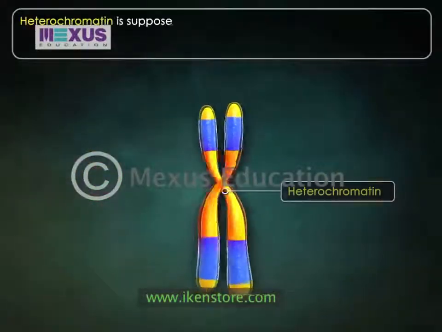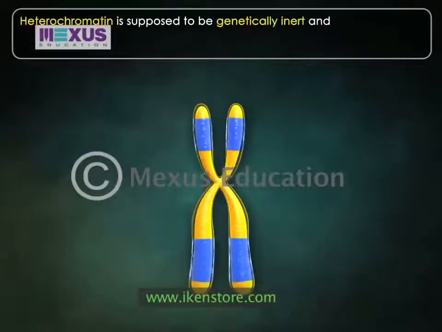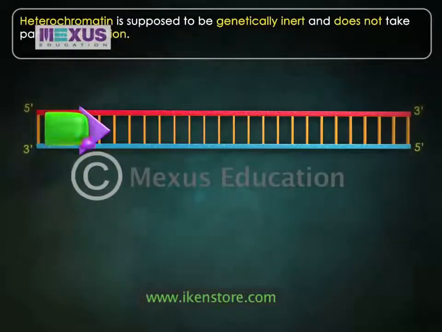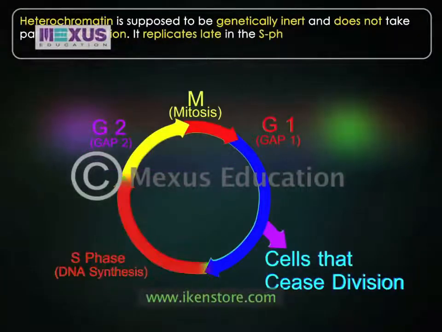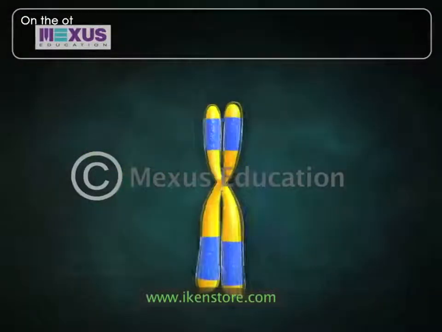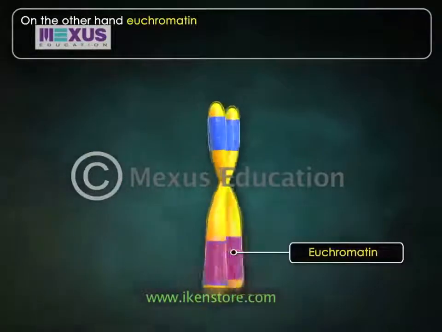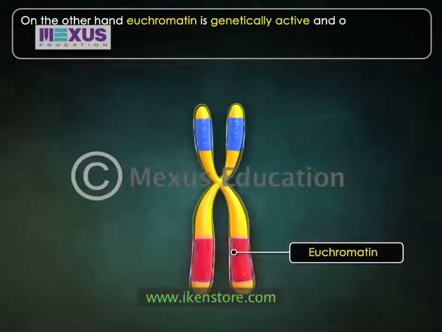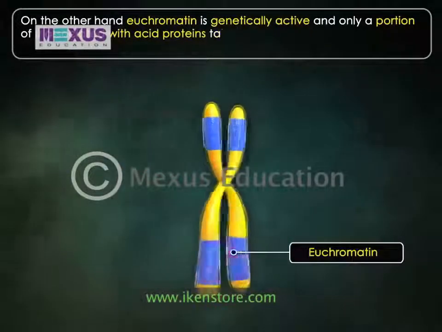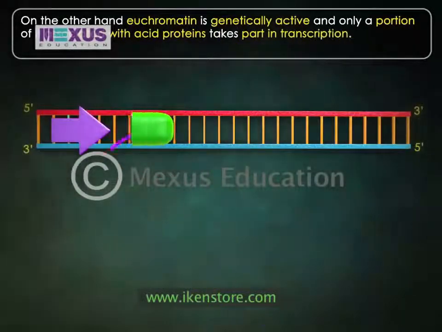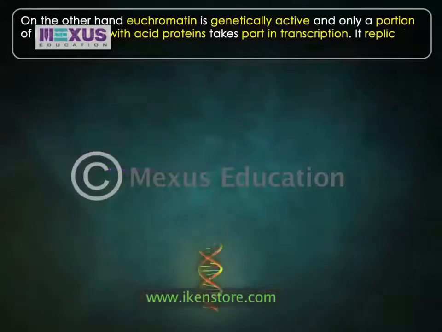Heterochromatin is supposed to be genetically inert and does not take part in transcription. It replicates late in the S phase. On the other hand, euchromatin is genetically active and only a portion of it, associated with acid proteins, takes part in transcription. It replicates early.